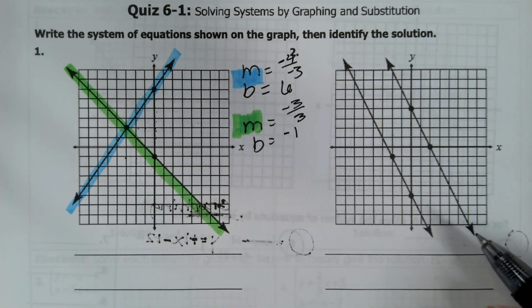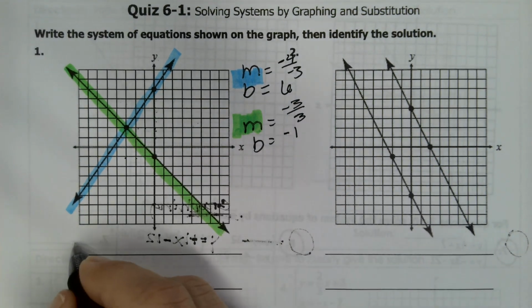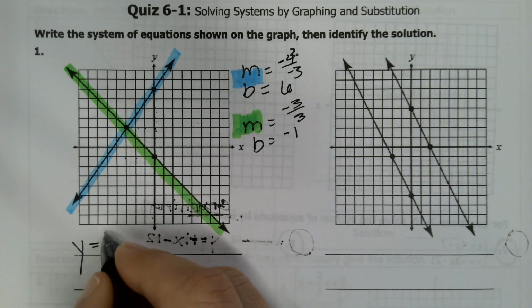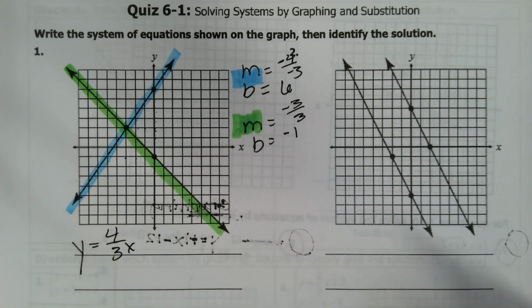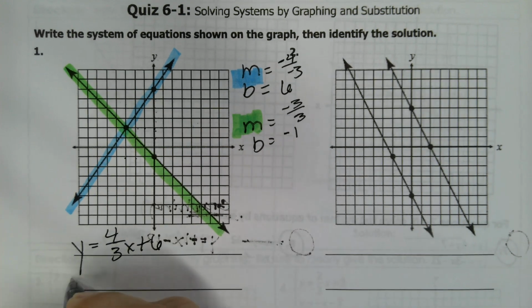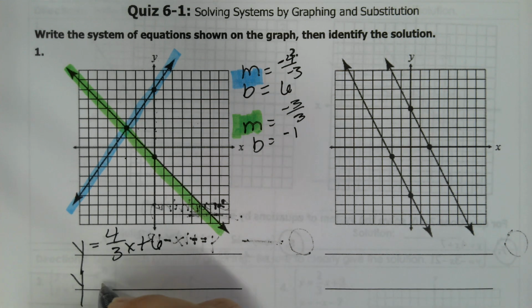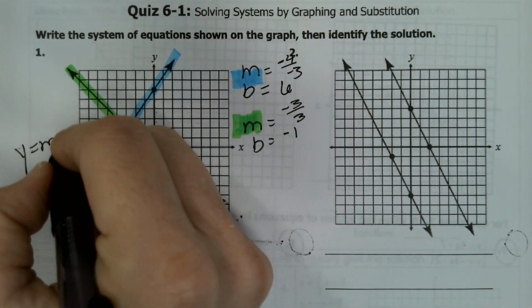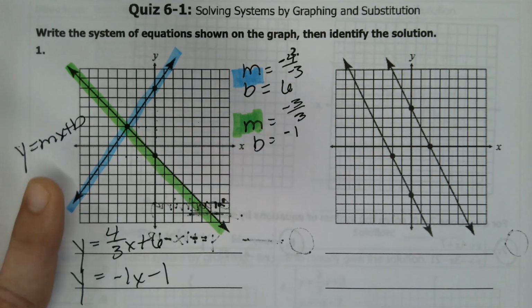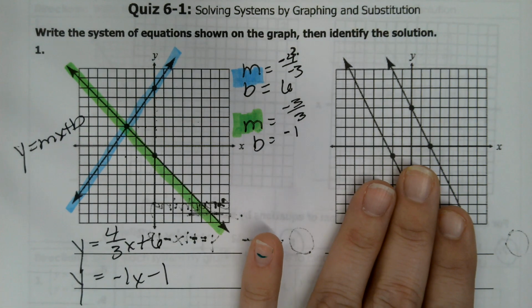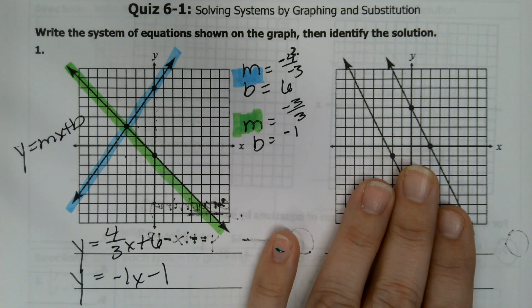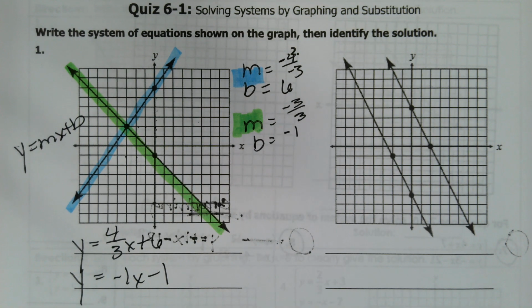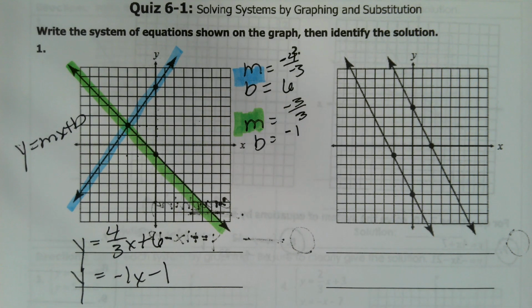Okay, and then putting this all together, the blue line, the equation would be y equals 4/3x plus 6. And the second equation is going to be y equals -1x minus 1. Okay, and that was written in slope-intercept form, y equals mx plus b. So now I've modeled how to do this. Your job is to do this one. So you find M and B here and write your system. And then the rest of your job today is to finish this packet.